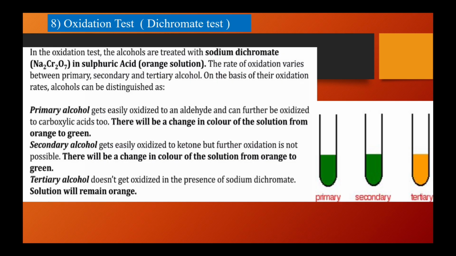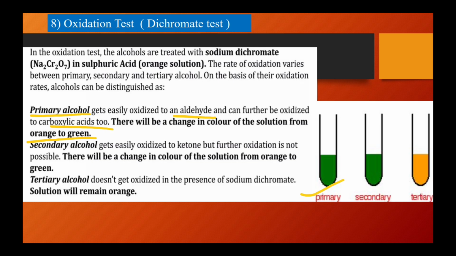Then the oxidation test, nothing but the dichromate test. In the oxidation test, alcohols are treated with sodium dichromate, Na2Cr2O7, in the presence of sulfuric acid, which makes the mixture an orange colored solution. The rate of oxidation varies between primary, secondary and tertiary alcohols. For example, primary alcohol easily oxidizes to aldehyde, and is further oxidized to carboxylic acid too. So there will be a change in color of the solution from orange to green.